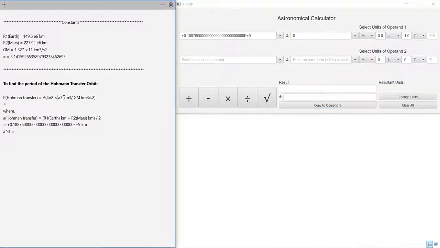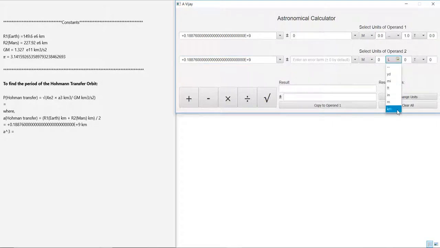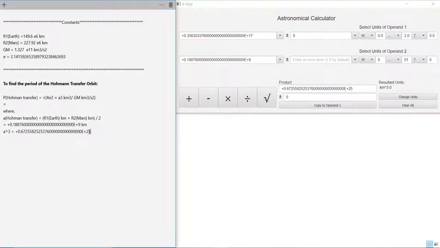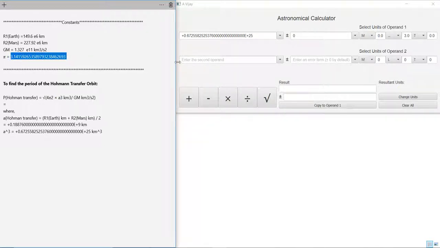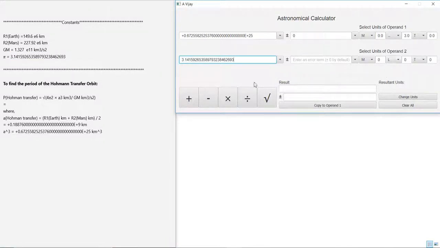Now if we see here, we have to find A cube. So I can do that as such. So this is the value of A cube with a unit kilometer cube. Now I have to multiply this with 4 pi square. This is the value of pi with no units.